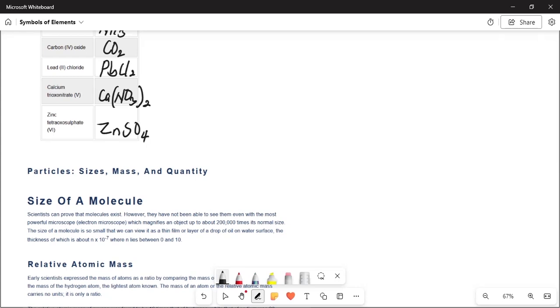Now, the size of a molecule, how do we determine the size of a molecule? Recall that we say molecule is the smallest particle of a substance. The substance could be an element, it could be a compound. This molecule is so small that the naked eye cannot see it. How can scientists then prove that they exist? Even the powerful electron microscope, which can magnify an object up to 200 times the normal size of the object, cannot determine the size of the molecule.